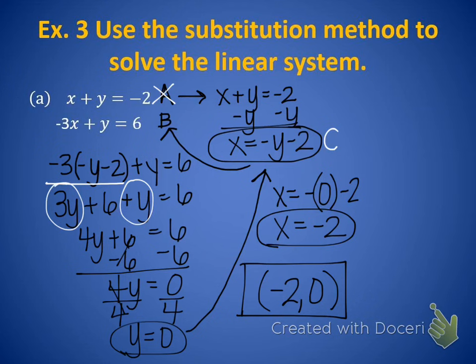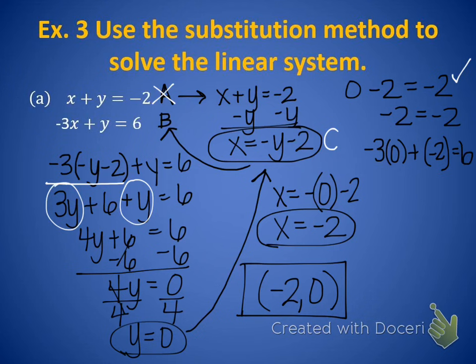Now, I'm not going to require you to check, but let me show you how you can check. Remember, we learned today in class, if you take a point and you plug it into both equations and it makes both equations true, then it's a solution. So we would take x plus y, we would take 0 minus 2 equals -2, and -2 does in fact equal -2. So it works in the first equation. I would then take the second equation, and I'm going to do -3 times 0 plus -2, and it's supposed to equal 6. So let's see if it does.